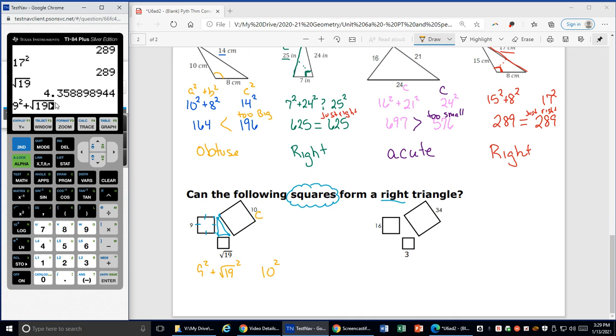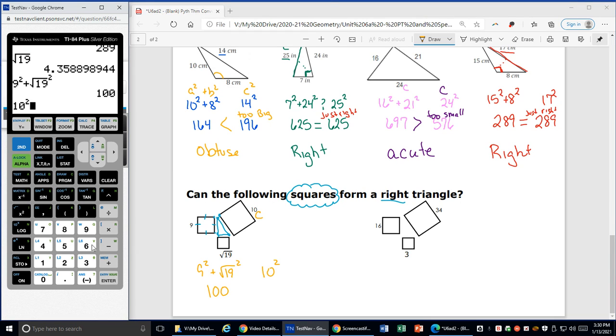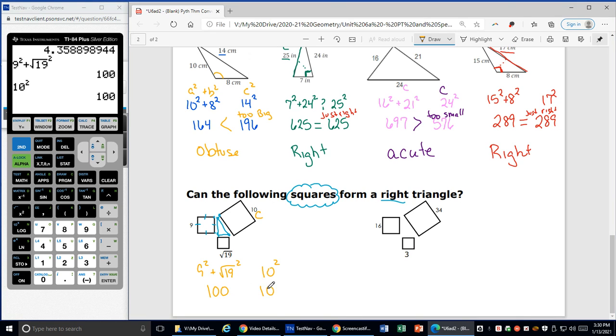Now here's the issue. You see how my cursor is still underneath that square root? If I want the square outside the square root, to get outside the square root, I'm going to hit the little right arrow above the clear button. And notice it stops my square root there, and I can now hit my x squared, and it looks just like it does here on my paper. Okay? And when I do that, I get 100, which is great because I know 100 squared is also 100. So these are equal, which means, can the following squares form a right triangle? Yes. Yes, they can.